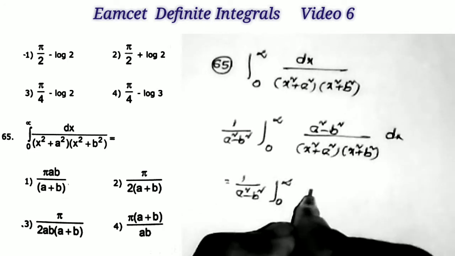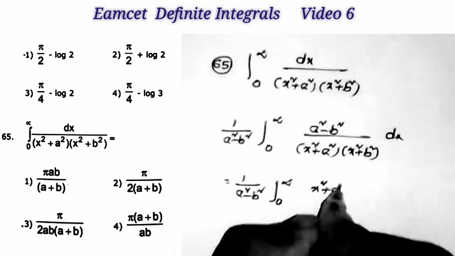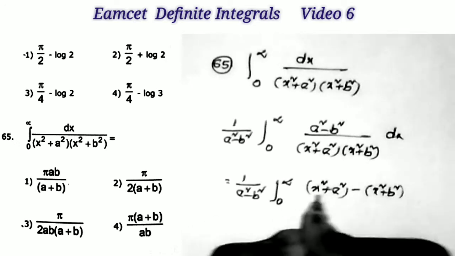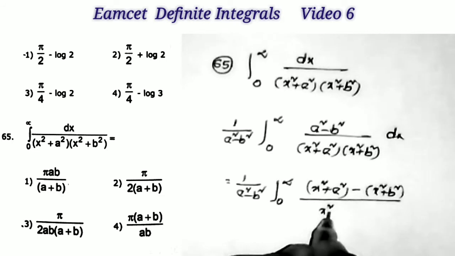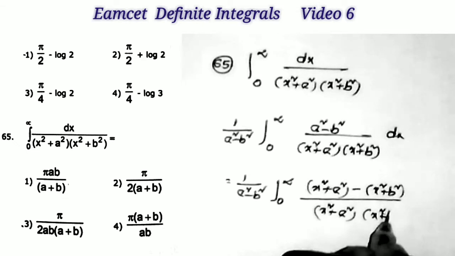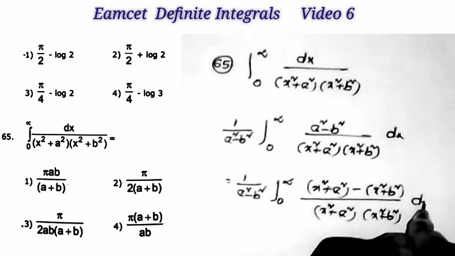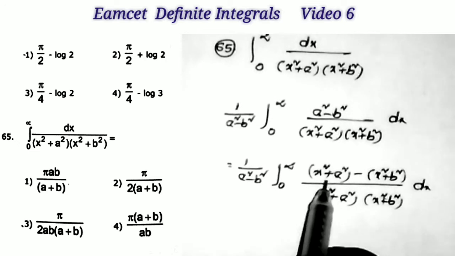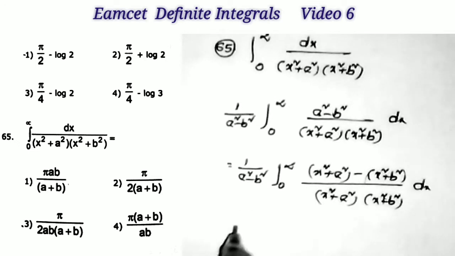This is equal to, now I change the numerator value: x square plus a square minus of x square plus b square. I am applying the constant here for the purpose of making the same terms of the denominator at the numerator. I want to form the same terms of the denominator at the numerator, so I convert the constant as x square plus a square minus of x square plus b square.